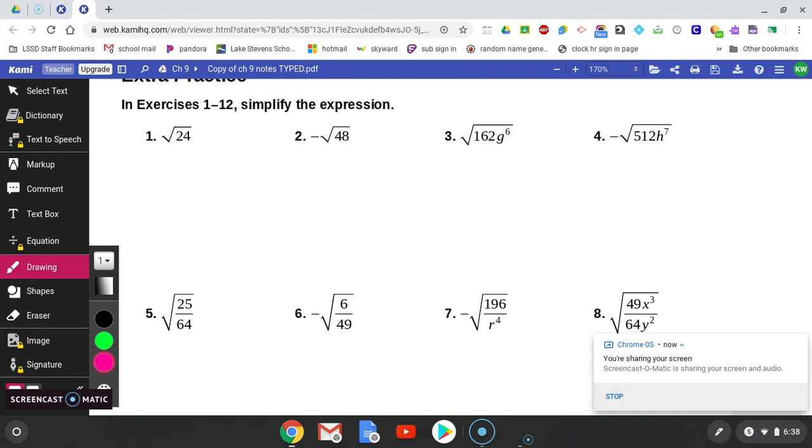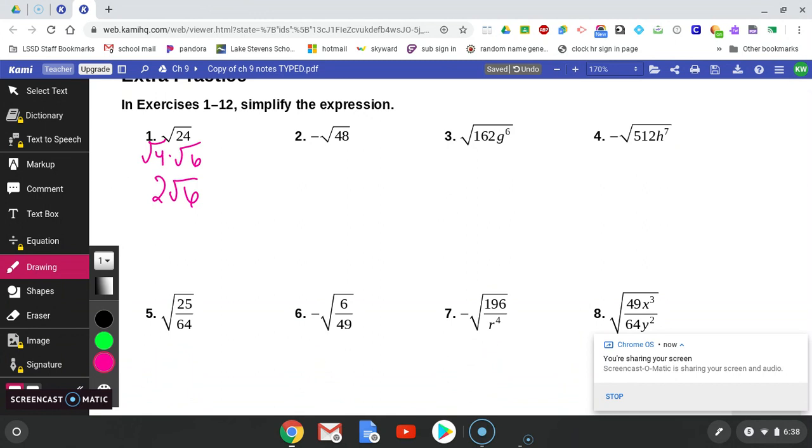Okay, so I can break up the square root of 24 into the square root of 4 times the square root of 6. The square root of 4 is 2, and then I can't do anything with the square root of 6. So remember, we're breaking it apart into two numbers that multiply to give me 24. One of them has to be a perfect square.